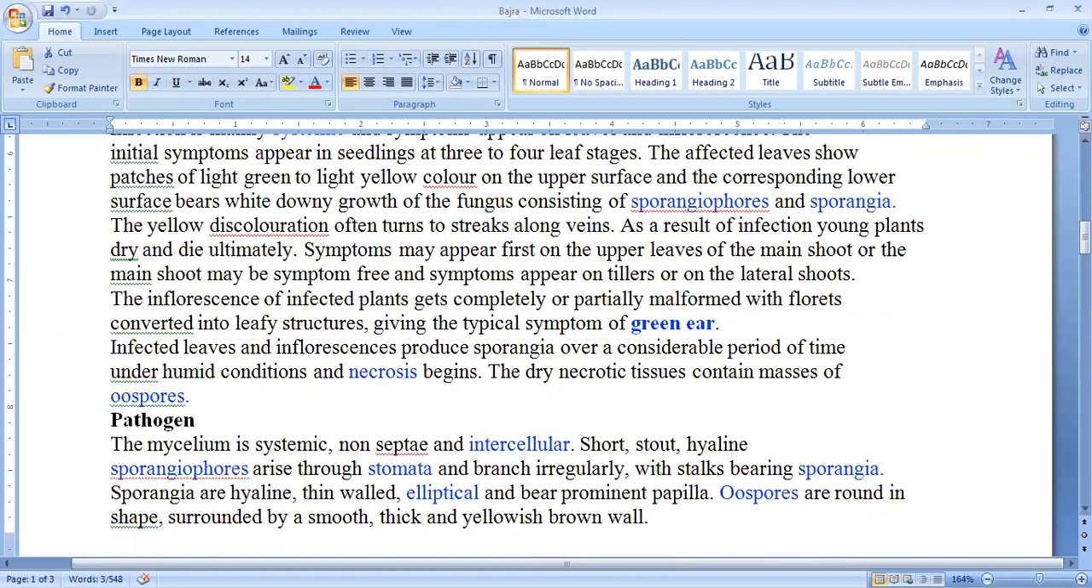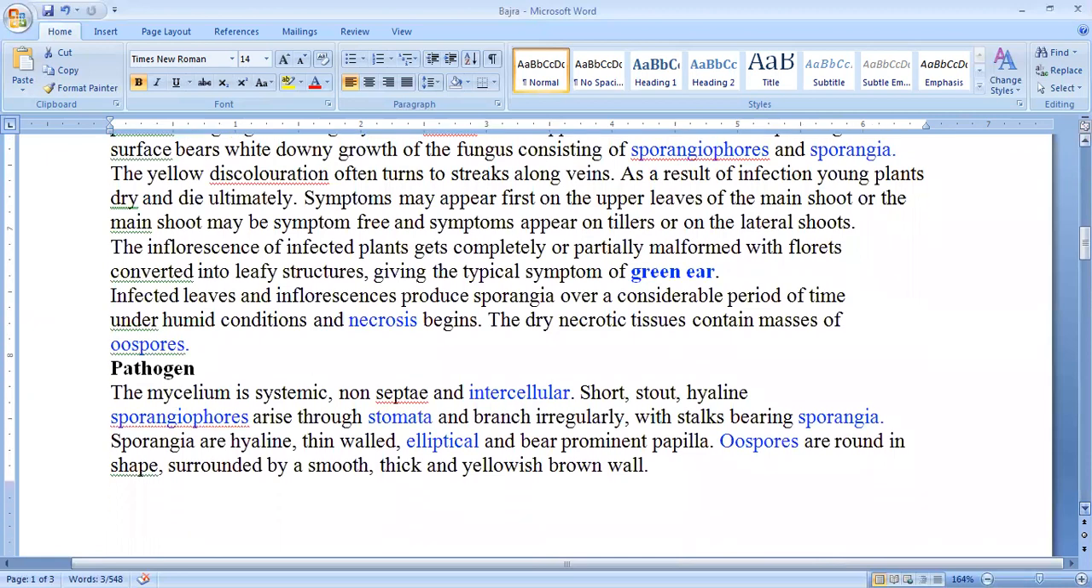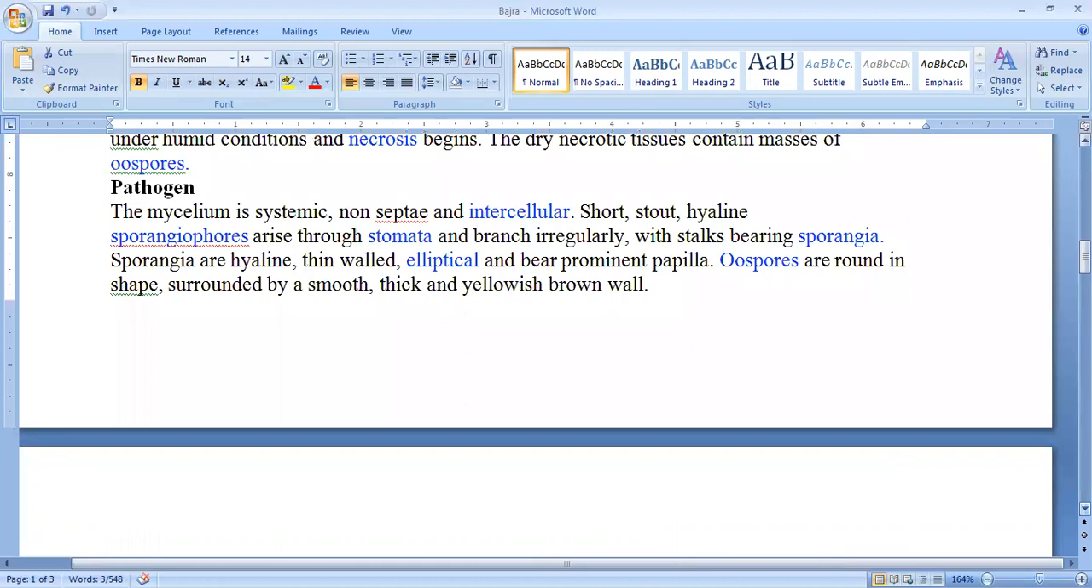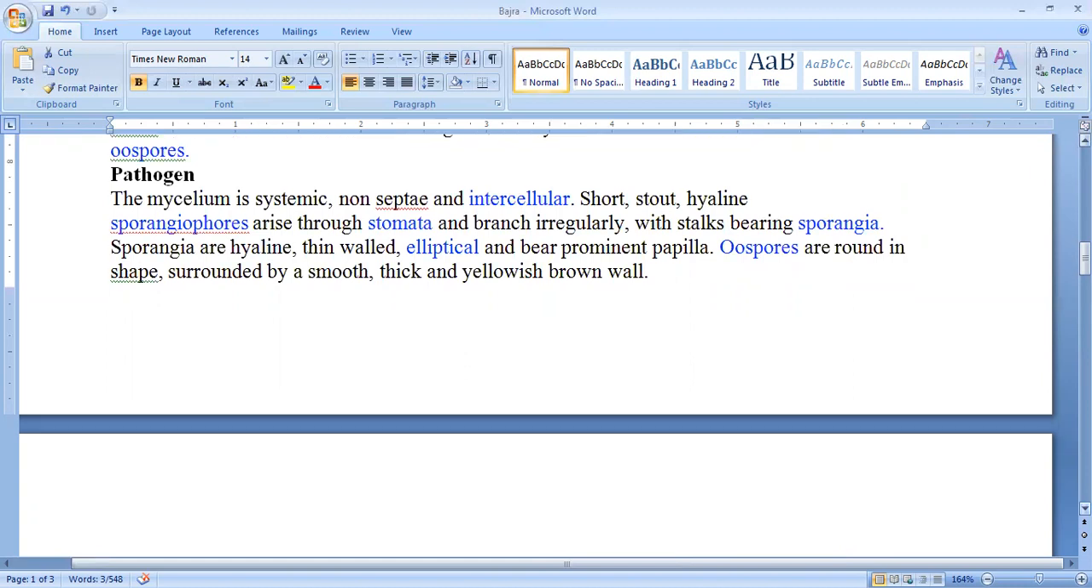Now, if we see the pathogen, how is the pathogen? It is systemic, non-septate and intercellular. Now, there are hyaline, short, stout sporangiophores. And where do they come out? They come from the stomata and they bear sporangia. Now, what is the sporangia shape? It is hyaline and elliptical in shape, thin-walled with a prominent beak or papilla. Now, oospores are round in shape, smooth, thick, smooth walled, and yellowish brown in color, you can see.